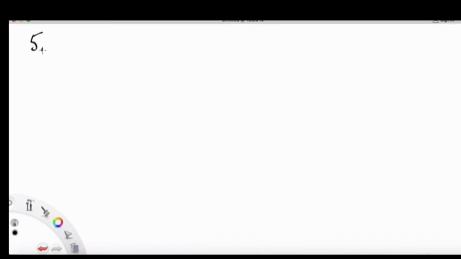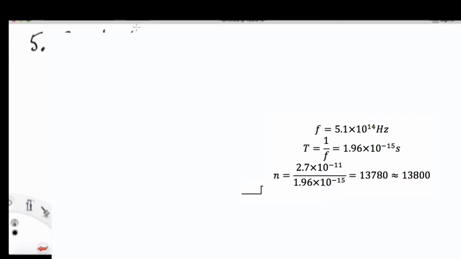Now, this is the corrected version of the solution to question 5, because the first one I did was not only unnecessarily complicated, but also gave the wrong answer. So I'm just going to go through how it should have been done. Now, we've got a pulse that is 2.7 by 10 to the minus 11 seconds long.